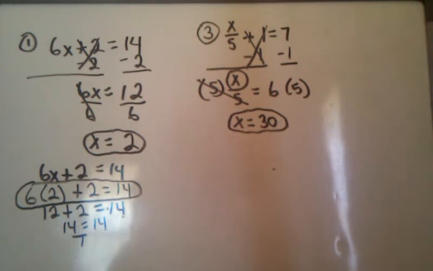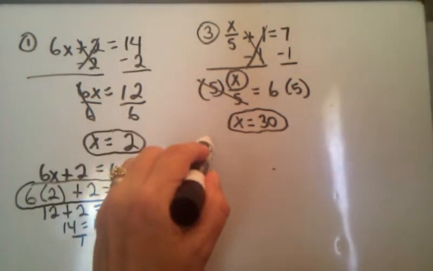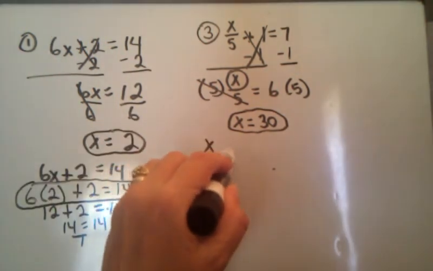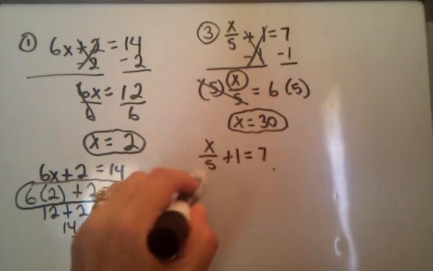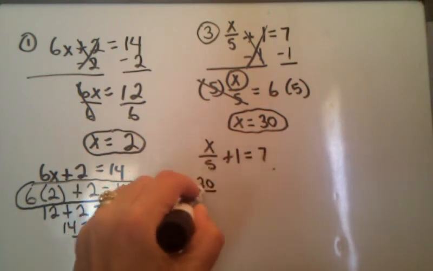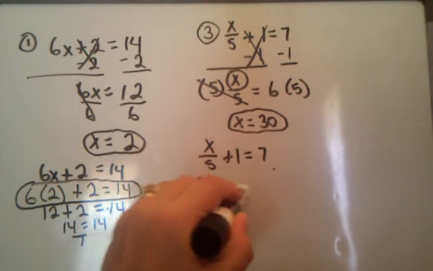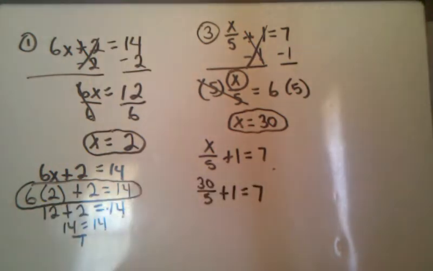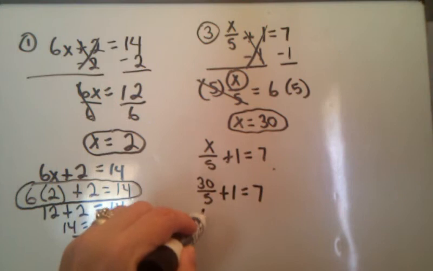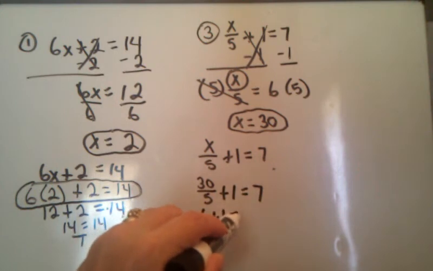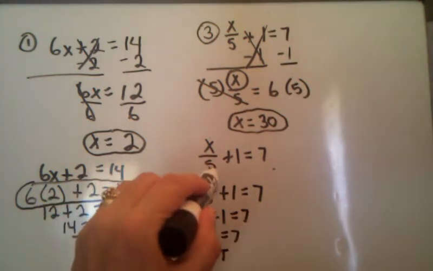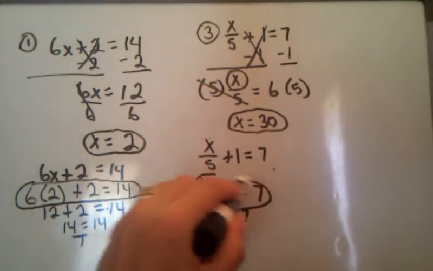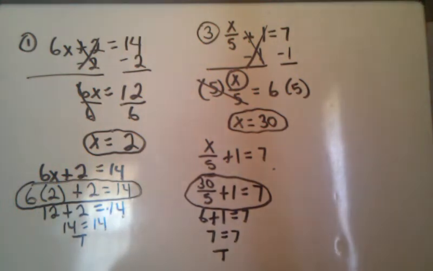Now let's check it. We have x over 5 plus 1 equals 7. Now I'm going to put 30 where the x is, so 30 divided by 5 plus 1 equals 7. 30 divided by 5 is 6, plus 1 equals 7. 6 plus 1 is 7 equals 7, and that's true. So this is what you should put where it says check.